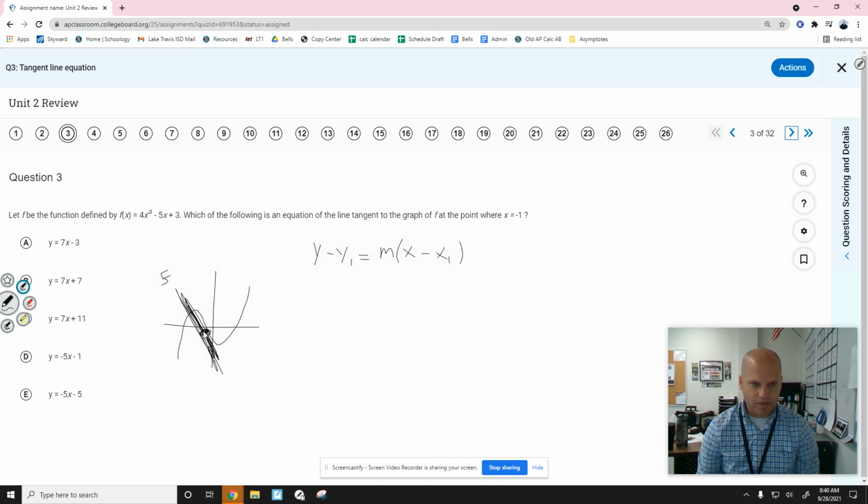Now, the point is the point that passes through the function f. The slope, we don't know. But to find the slope, we need the tangent slope generator. Now, you should be able to visualize tangent slopes.